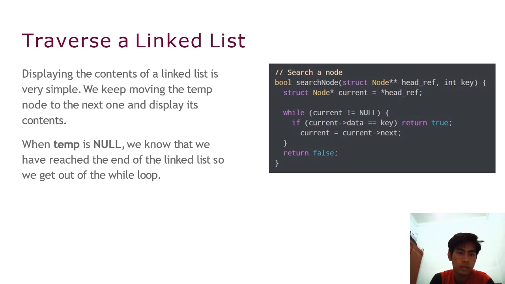Traverse a linked list. Displaying the contents of a linked list is very simple. We keep moving the temp node to the next one and display its contents. When temp is null, we know that we have reached the end of the linked list, so we get out of the while loop.